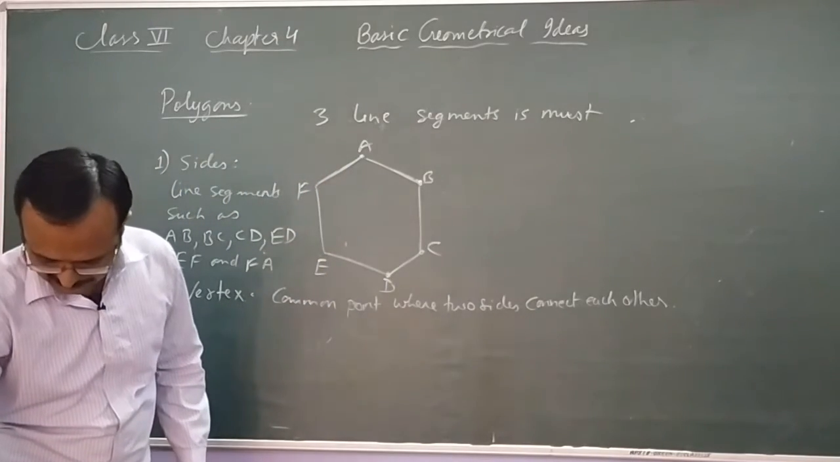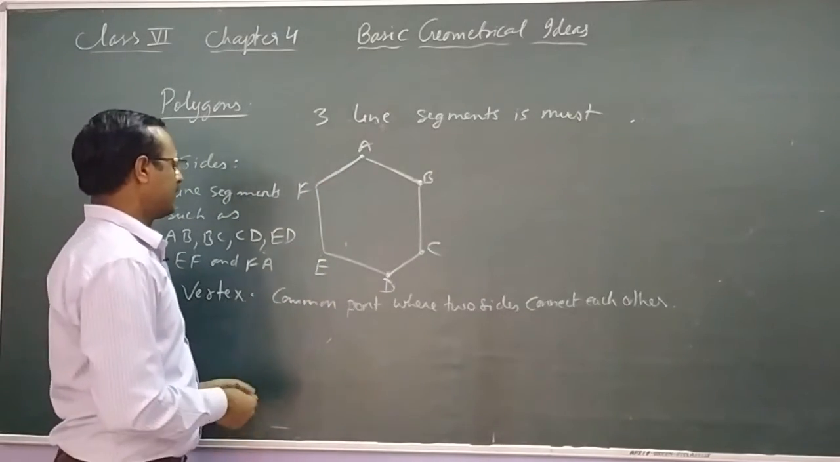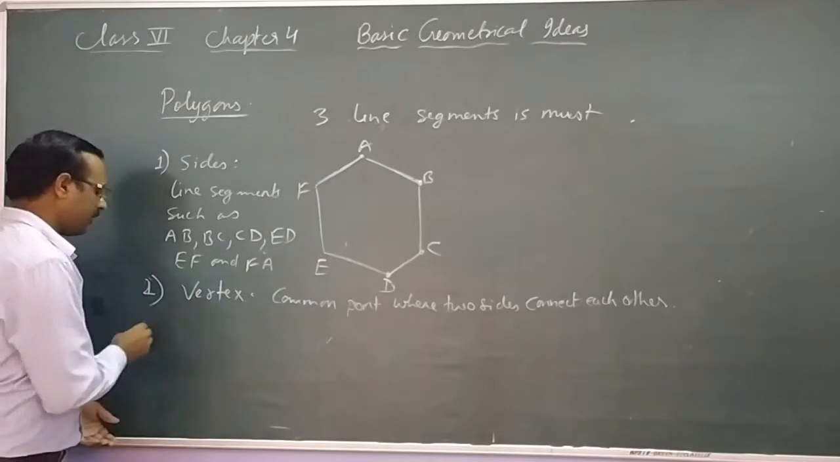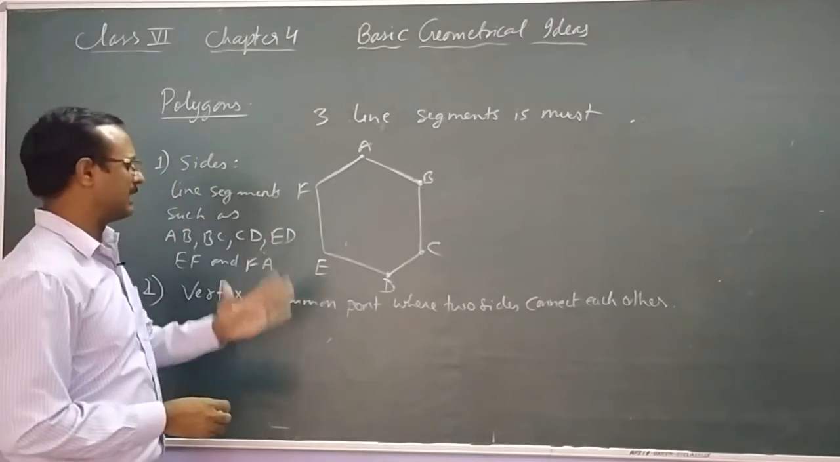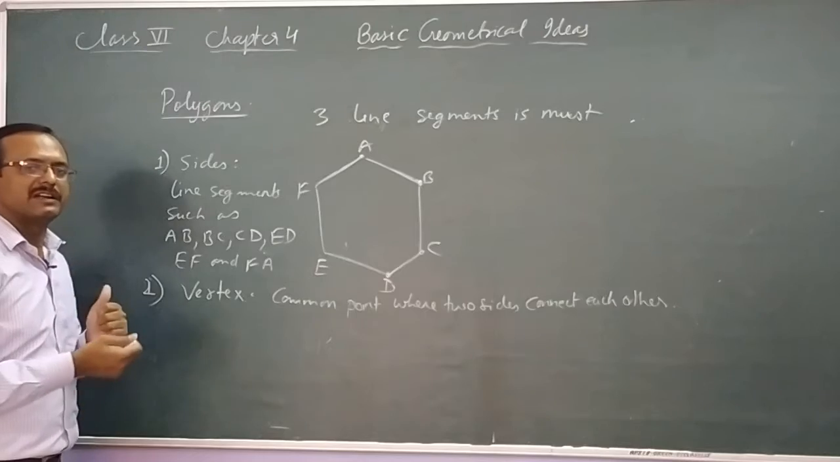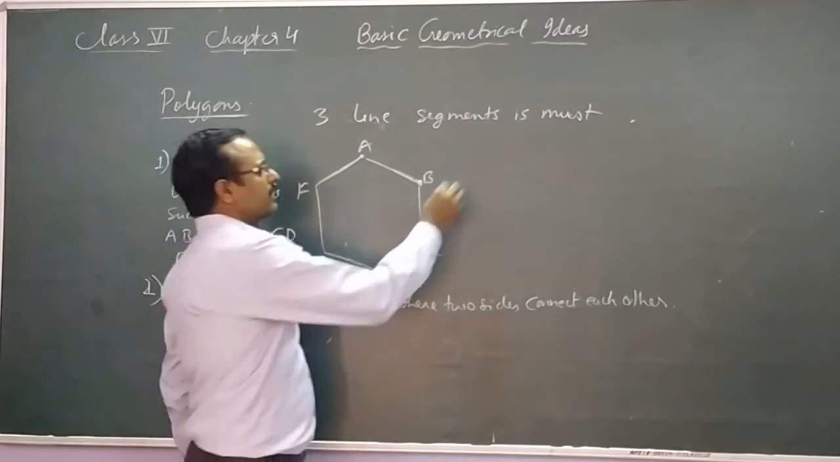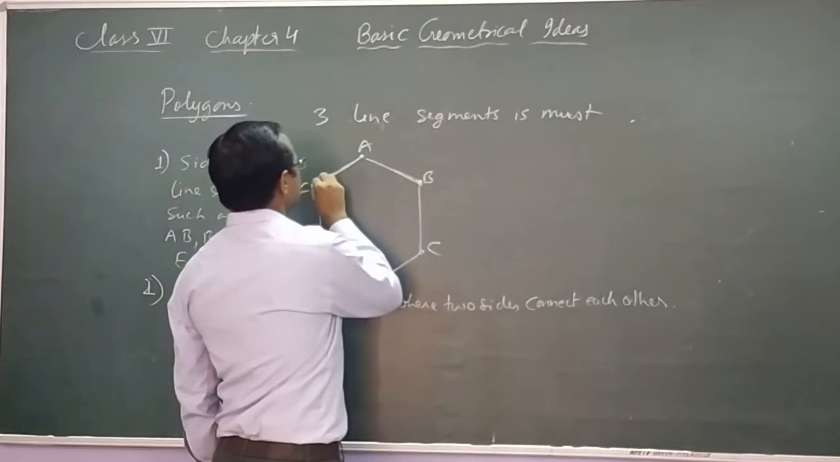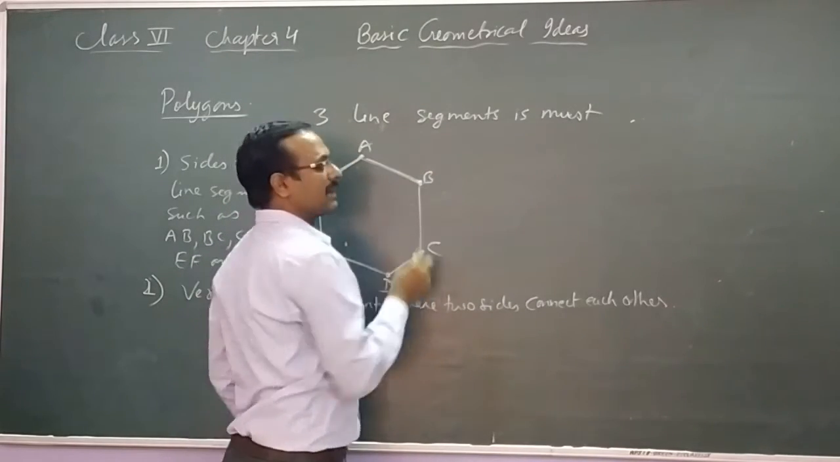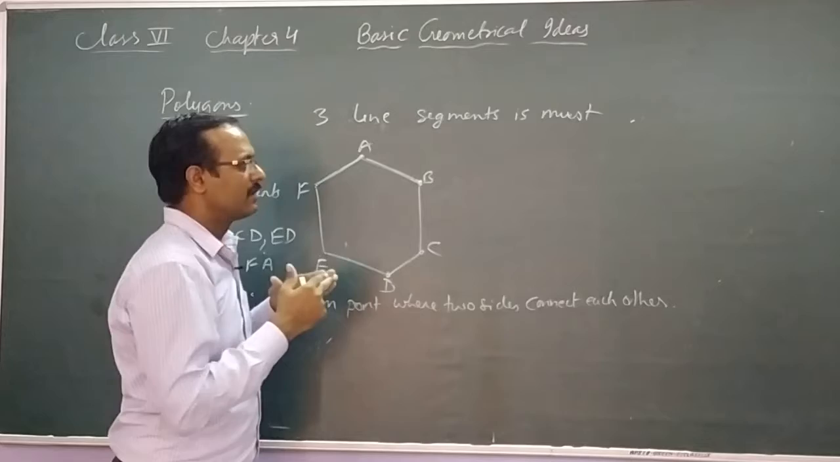The next thing is diagonal. You can also see what are adjacent sides and what are adjacent vertices. Let's discuss this first. Here you can see AF and AB are connected with each other.